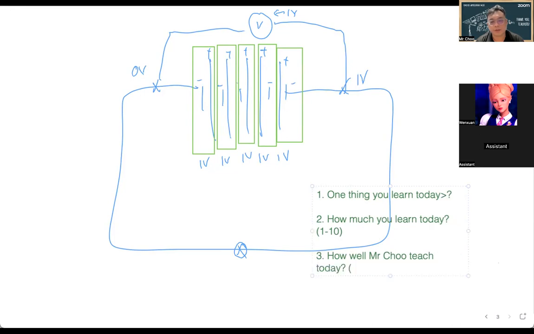Does anyone have a question? How to use a voltmeter? That is what you learned today. I thought you were asking me a question. How do I use a voltmeter? Any question for me?